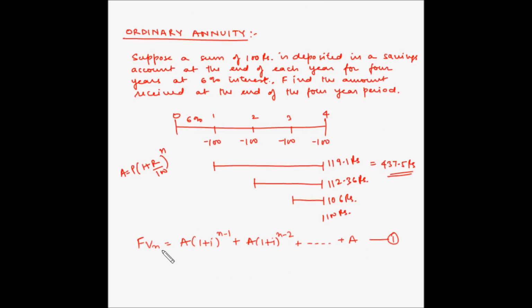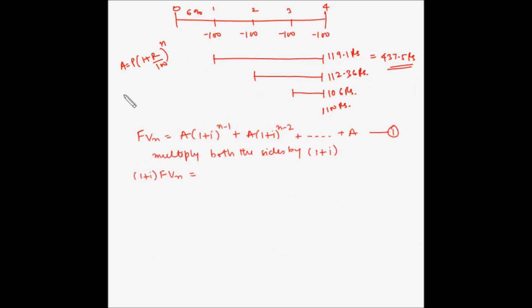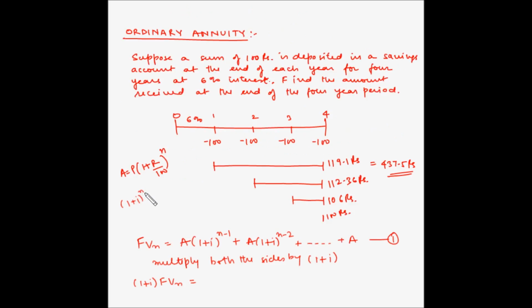Now let's multiply the left hand side as well as the right hand side, both the sides, by 1 plus i. So then we get (1 plus i) into FVn is equal to, now we know that (1 plus i) to the power n minus 1 into (1 plus i) can also be written as (1 plus i), because the base is the same, to the power n minus 1 plus 1. So then minus 1 plus 1 gets cancelled, so this becomes (1 plus i) to the power n.